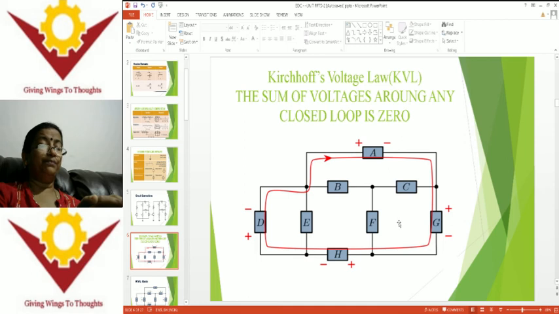Here I am showing that the drop across all the components present in a closed loop is equal to 0, or the sum of voltages around any closed loop is equal to 0. That is Kirchhoff's voltage law.